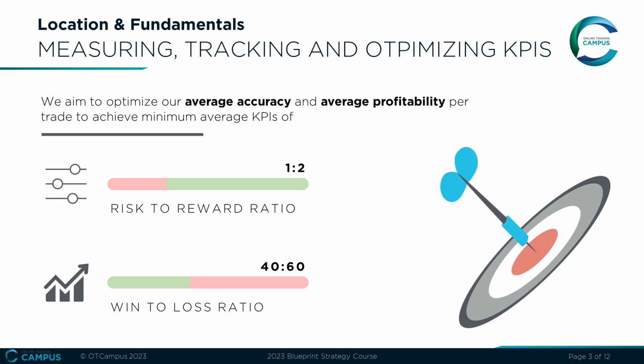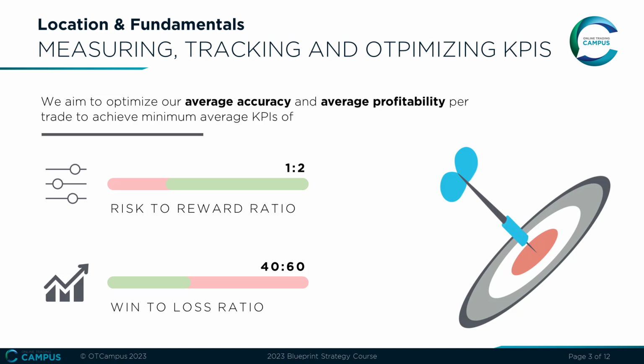Now, the minimum KPI targets that I'll give you from this day onwards is a 1 to 2 in terms of risk to reward. So every trade that you take should have on average a risk to reward ratio of 1 to 2. You may have some trades where you achieve a 1 to 4, some where you achieve a 1 to 1, some where you achieve a 1 to 2, and some trades that are break even, but on average, all your winners average out at a risk to reward ratio of 1 to 2.